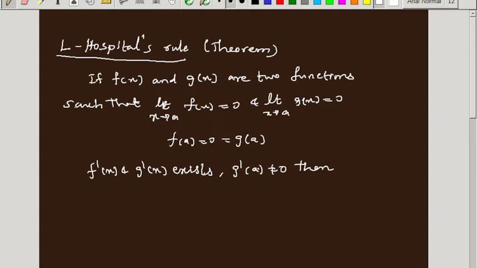Then we can write that limit x tends to a, f of x divided by g of x is nothing but limit x tends to a, f dash of x divided by g dash of x. So here once again, if we find that f dash of x is 0 for a and g dash of x is 0 for a, then this L'Hospital rule will be repeated.